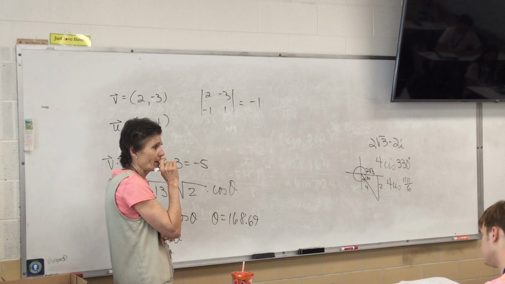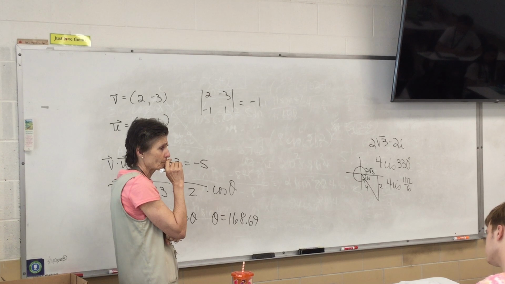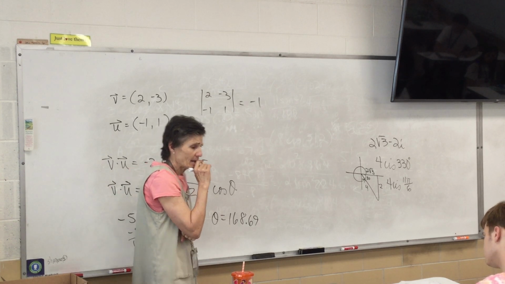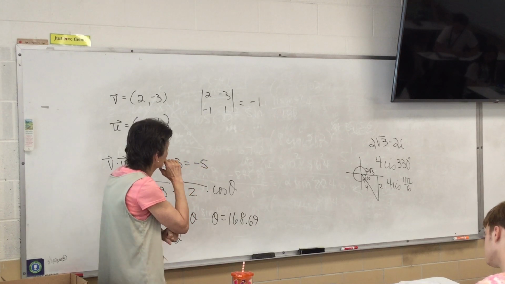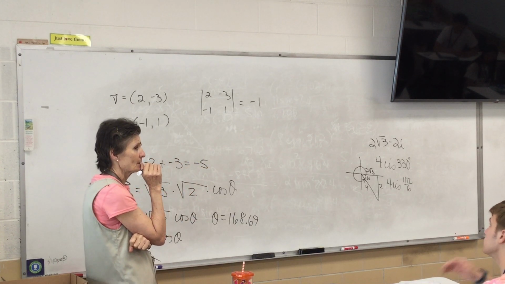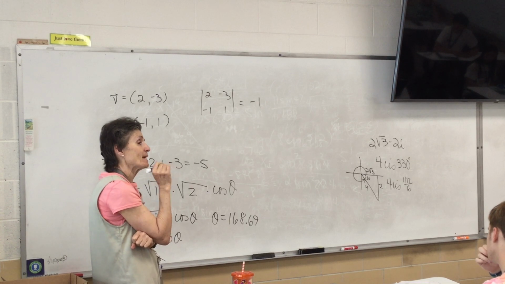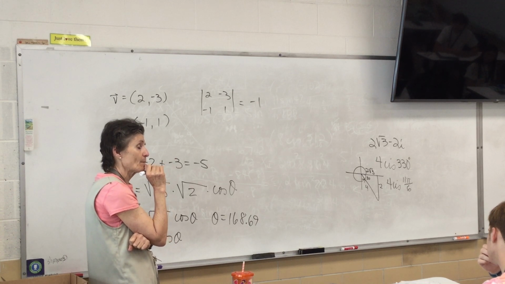If I want to find the area of a triangle, anybody remember? You just divide by two. Okay, that would be the area. That would be the area, remember?